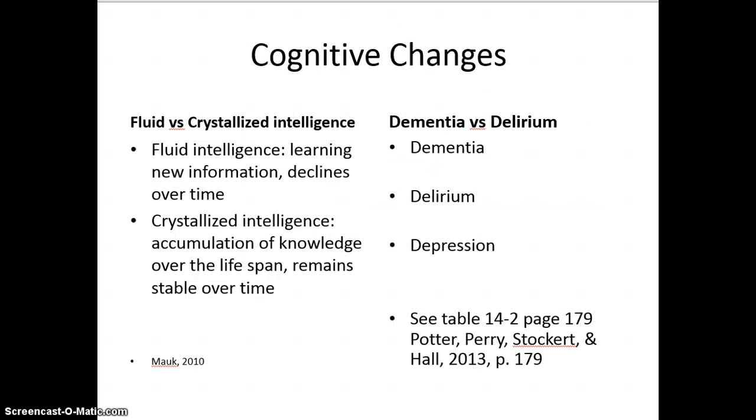Some of the cognitive changes that we see: fluid versus crystallized intelligence. Fluid intelligence is learning new information, and that does decline over time. Crystallized intelligence is the accumulation of knowledge over their lifespan, and that typically remains stable over time. And so things that they have learned in the past, they are able to retain. We will be looking at dementia, delirium, and depression, and compare and contrast how they are the same and how they are different. Remember, dementia usually comes on slowly, delirium usually comes on quickly, and depression can be a result of either slow or fast, and how they are different, and the functional ability of each one.